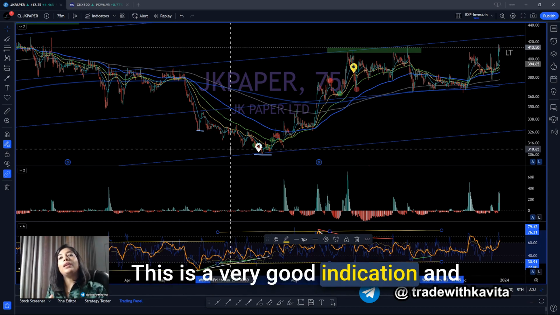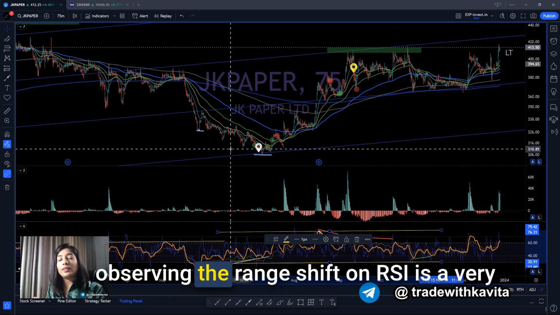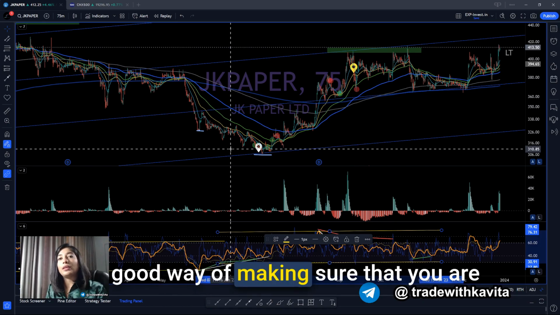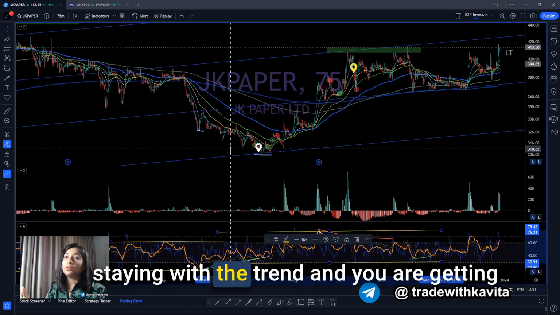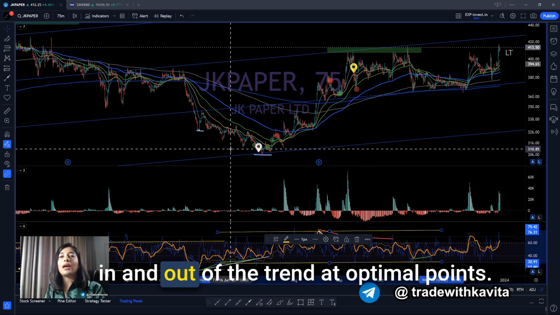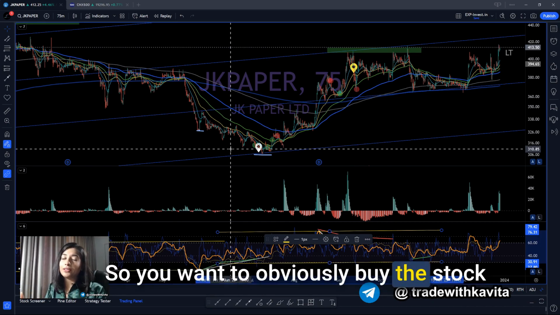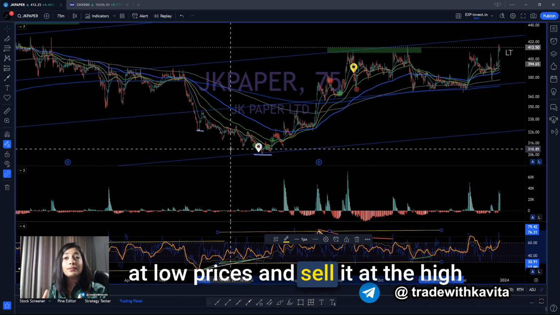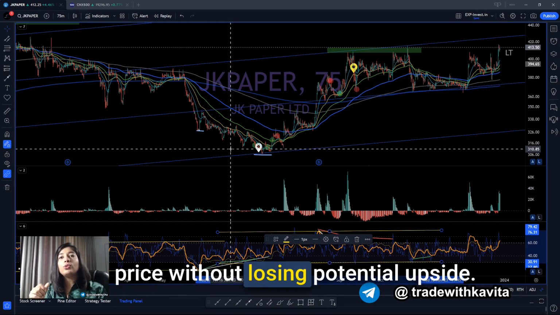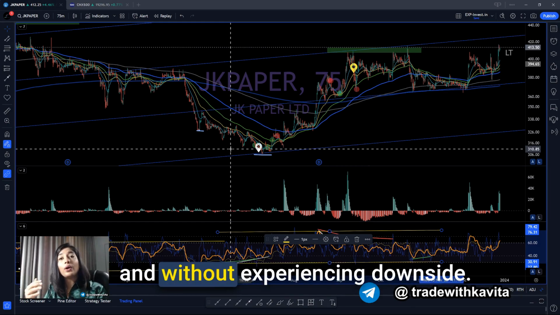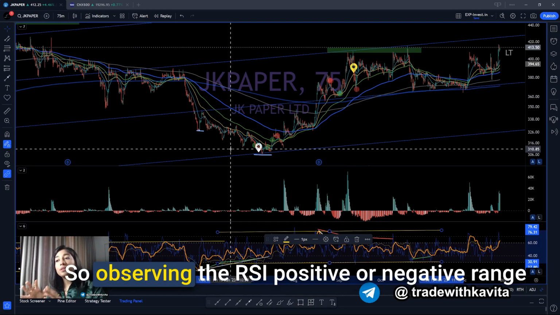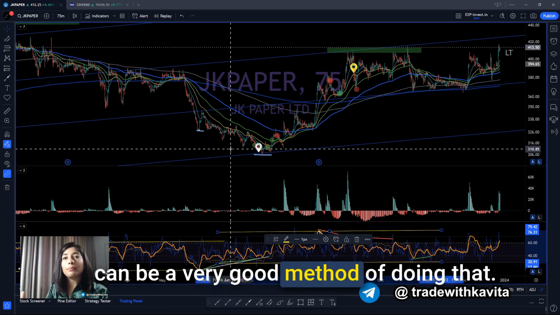This is a very good indication, and observing the range shift on RSI is a very good way of making sure that you are staying with the trend and you are getting in and out of the trend at optimal points. So you obviously want to buy the stock at low prices and sell it at high prices without losing potential upside and without experiencing downside. So observing the RSI positive or negative range can be a very good method of doing that.